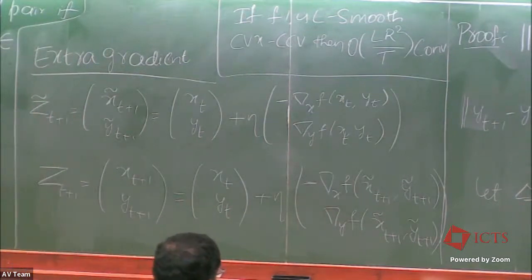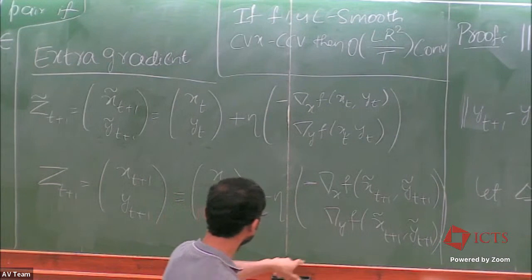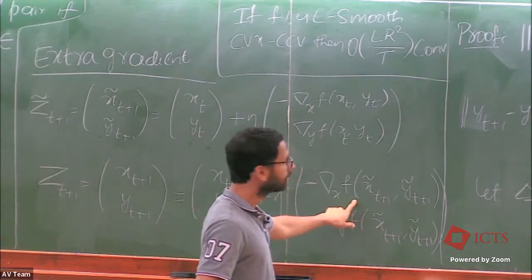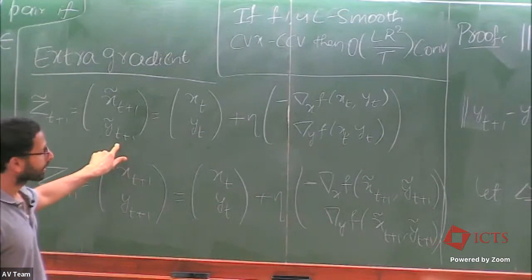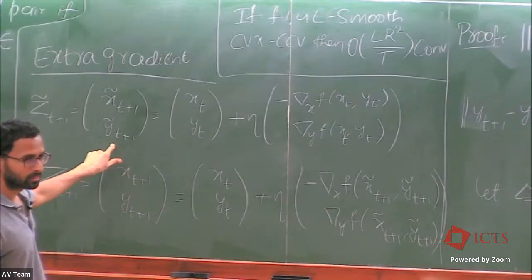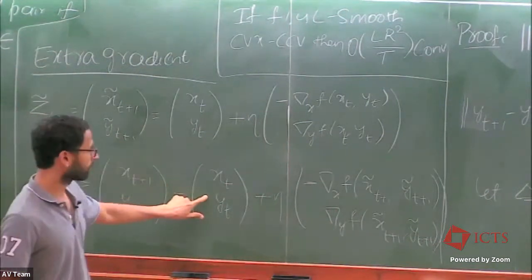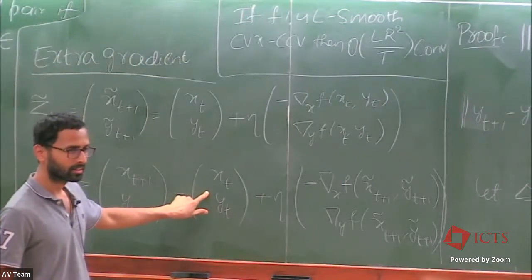So how do you compute this one? You first compute this first iterate point, and then you compute the gradient here, and use this gradient to update from x, y.